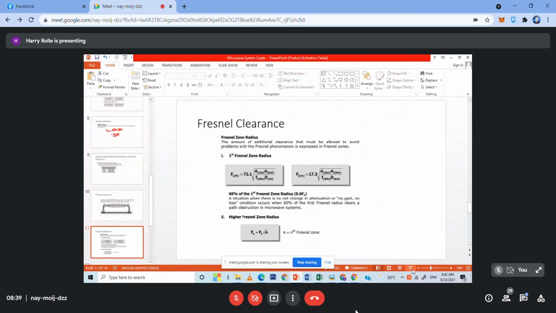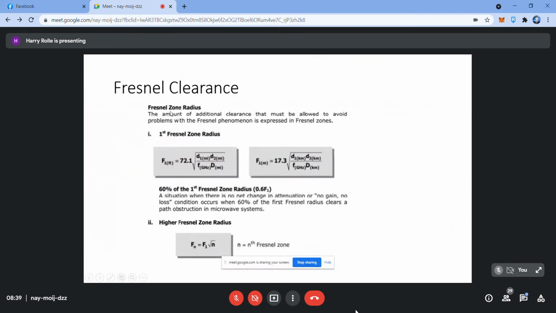So we have here the Fresnel clearance. The Fresnel zone radius, the amount of additional clearance that must be allowed to avoid problems with the Fresnel phenomenon, is expressed in what we call the Fresnel zone. So the formula for the first Fresnel zone is, in feet, in pit.